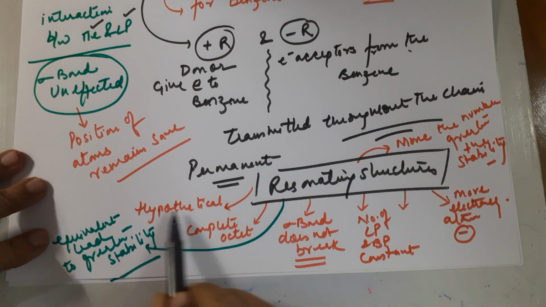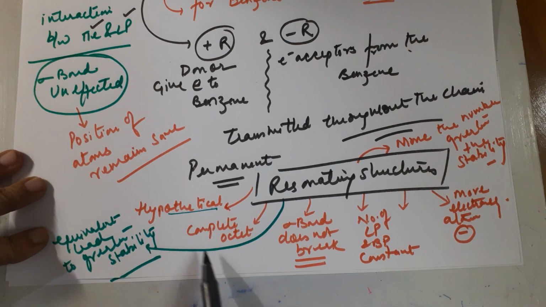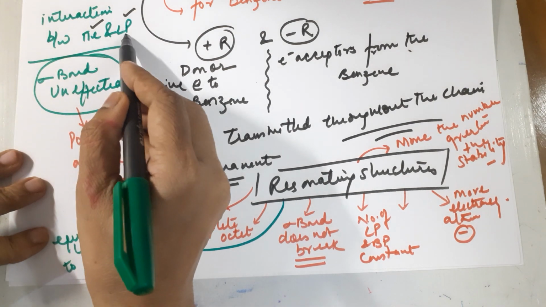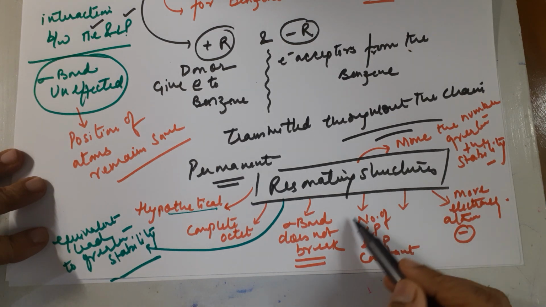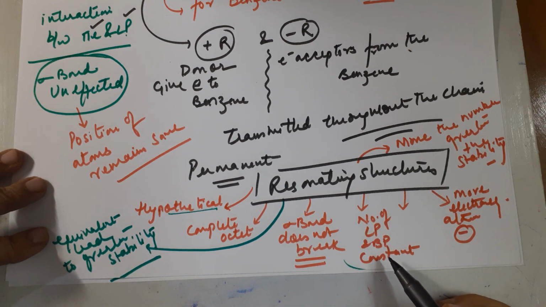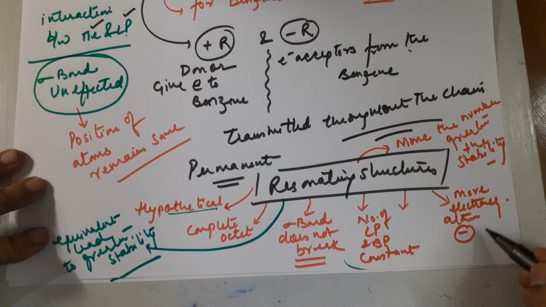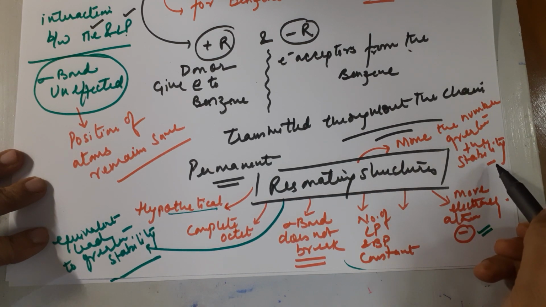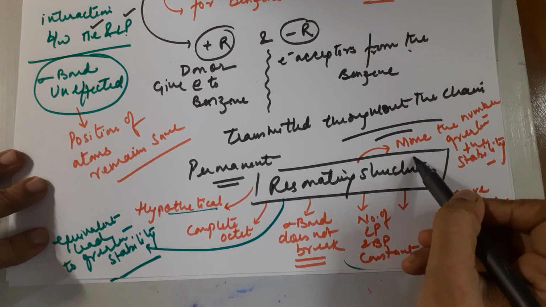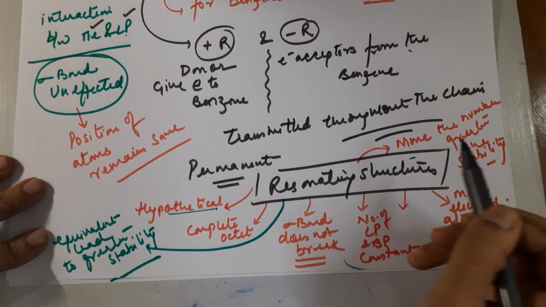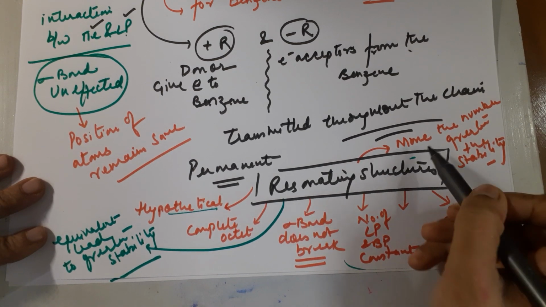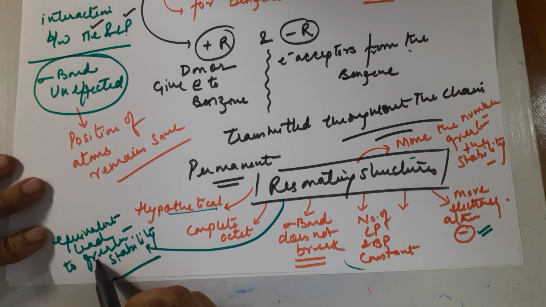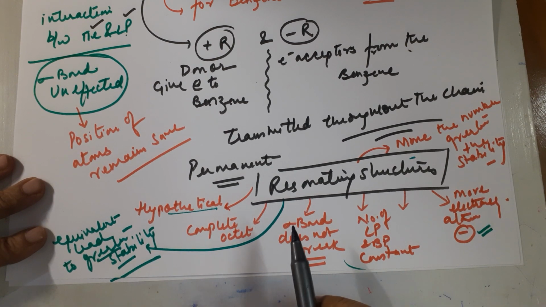Fine, I repeat, these are hypothetical. The octet of all the atoms should be complete. Sigma bonds are not to be broken. You will only take into account the lone pair and the pi electrons. The number of lone pairs and bond pairs remains constant throughout the resonating structures. The more electronegative atoms should get a negative charge, otherwise the structure is said to be unstable. If there are lots of resonating structures, they lead to stability of the molecule. If there are a lesser number of resonating structures, then what will happen? If the resonating structures are fewer but equal, then in that case this imparts a greater stability. So it will be more stable.